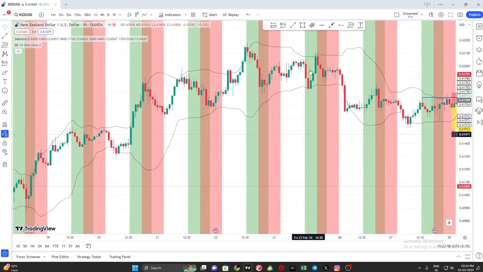So here you can see that price was touching. This is a swing high, this is a swing high, and this is also a swing high. So we have first resistance, second resistance, and this is a third resistance. So on the third resistance we have a red candle.